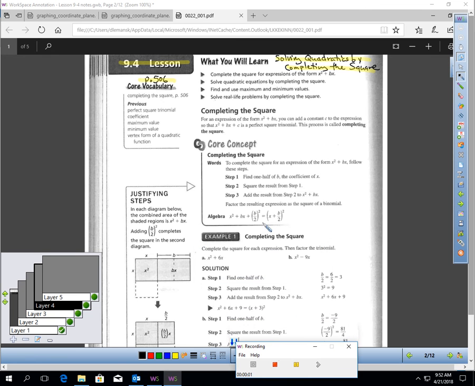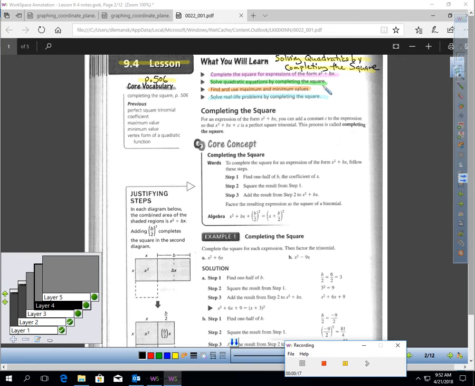Lesson 9.4, page 506, solving quadratics by completing the square. In this lesson, you will learn how to complete the square for expressions of the form x squared plus bx. You'll learn how to solve quadratic equations by completing the square. You'll find and use maximum and minimum values, and you'll solve real-life problems by completing the square.